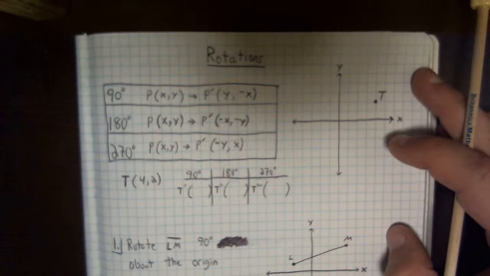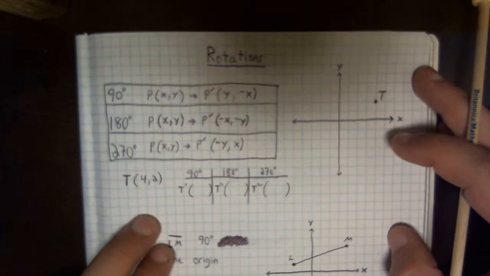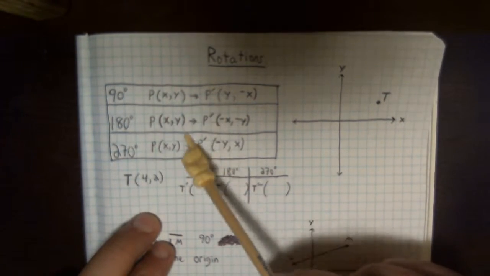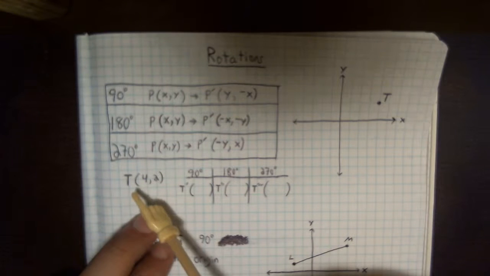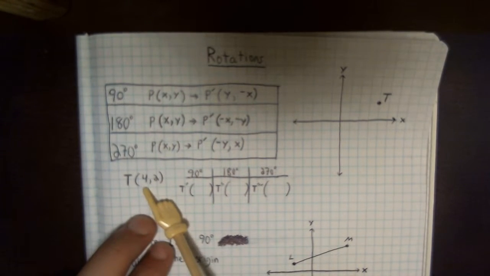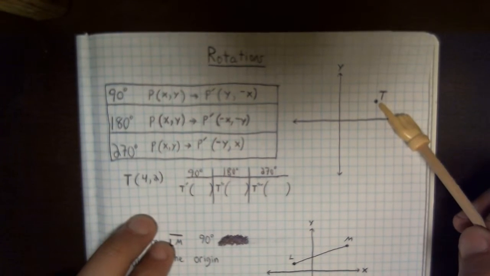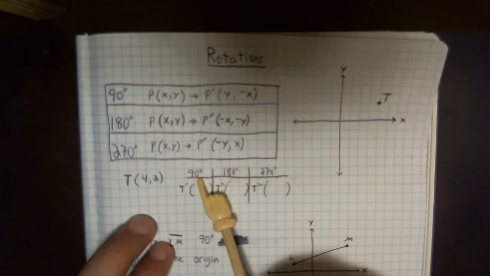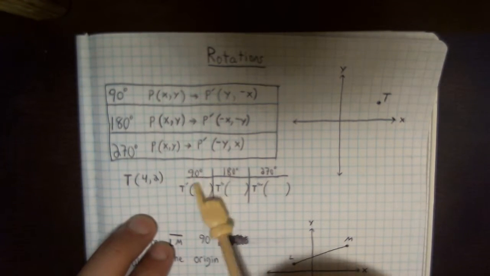Alright, so I'm only going to be doing 1 point, but I'm going to do all 3 of the rotations for this 1 point. So we're going to start with point T at 4, 2. I already have point T plotted out. And I want to know where T prime will end up after a 90-degree rotation.